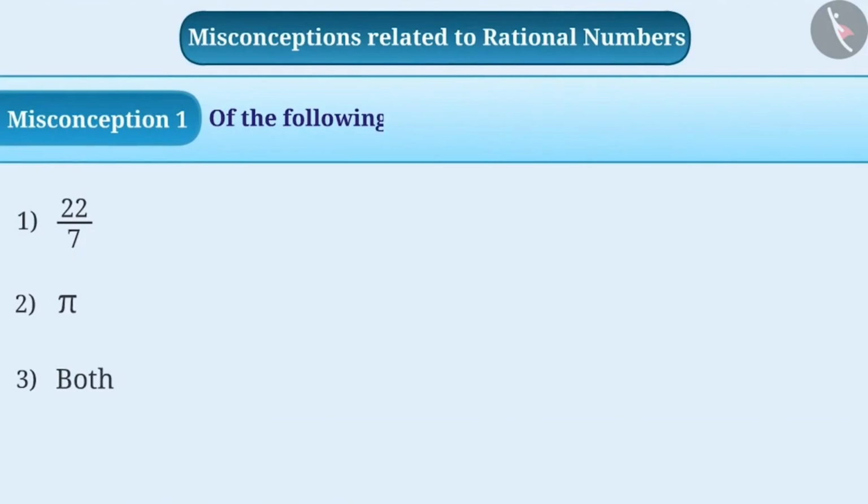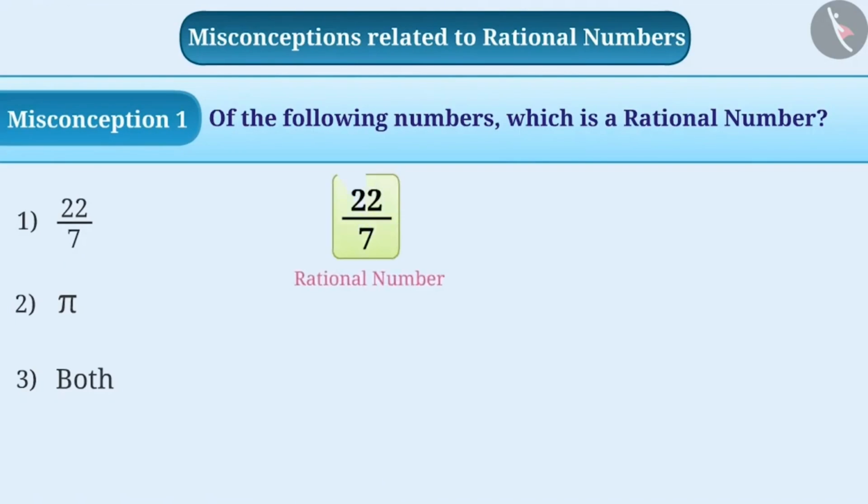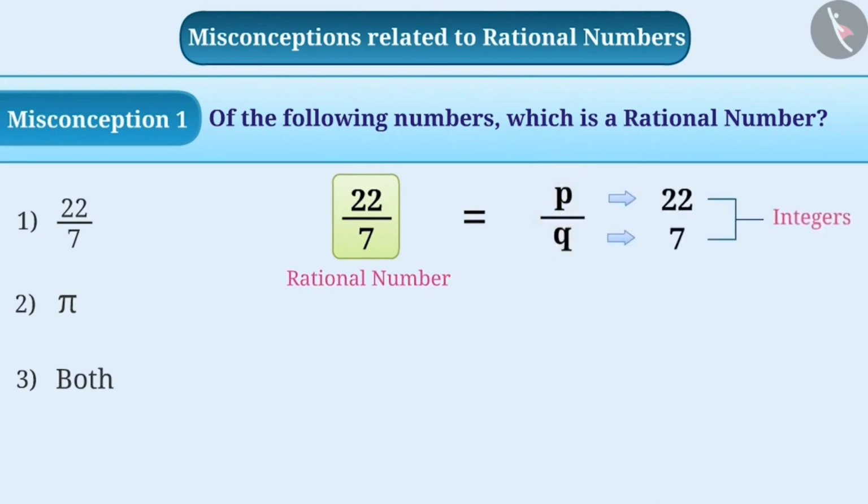Misconception 1. Of the following numbers, which is a rational number? 22 by 7 is a rational number, since it can be represented as p by q, where p is 22 and q is 7. Both are integers and q is a non-zero number.